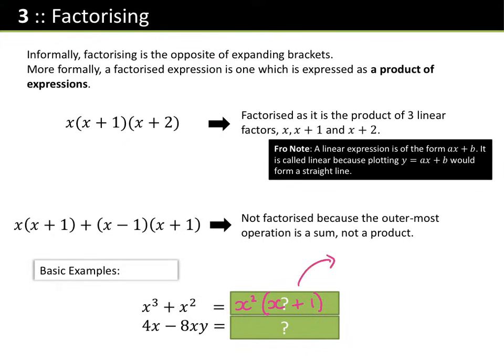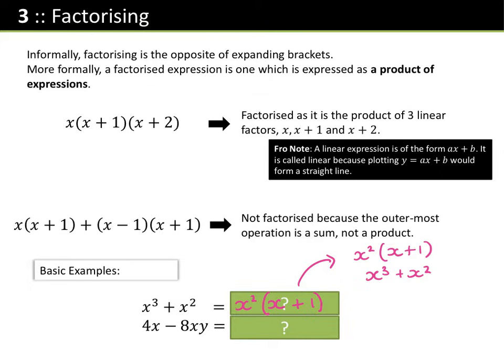We can check that we're right when we're factorising by expanding to see that we get the correct expression. X squared times x is in fact x cubed. X squared times 1 is in fact x squared. So we do know that we are correct.